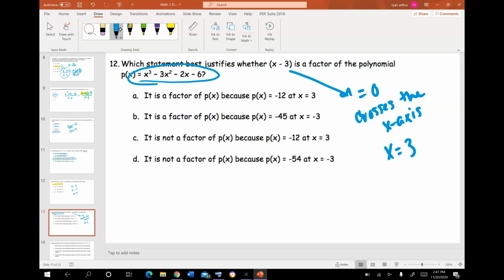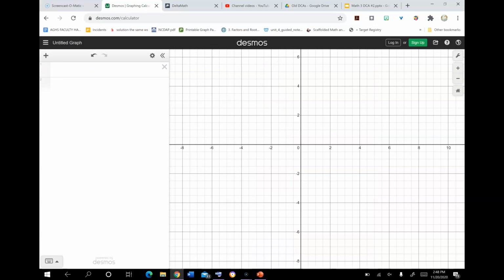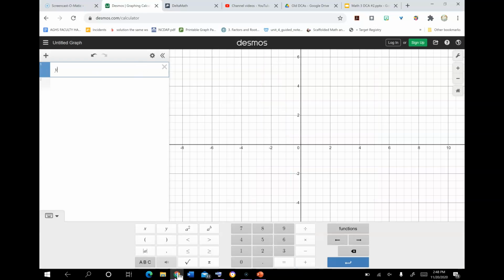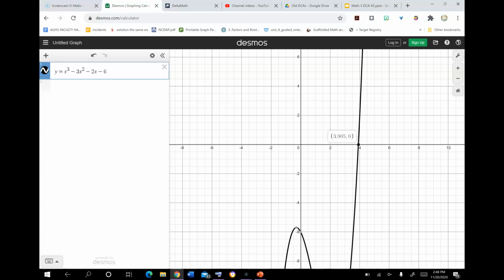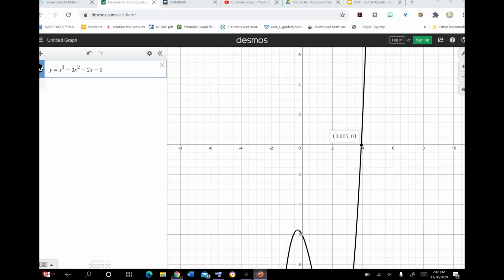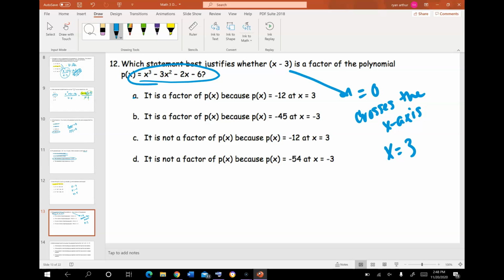I need to know if it crosses at 3. So what we're going to do is go to the graph and see if it crosses. So we're going to say y equals x cubed minus 3x squared minus 2x minus 6. Where does it cross? It doesn't cross at positive 3, does it? No, it doesn't. So I know it's not a factor, so I can go ahead and eliminate this and this.